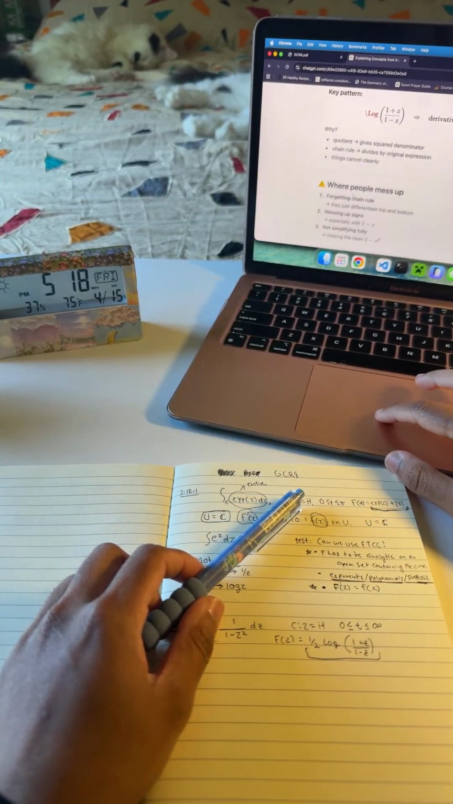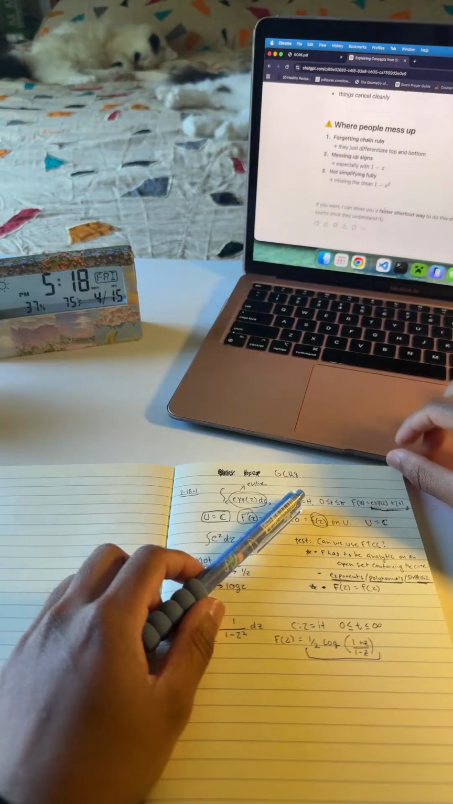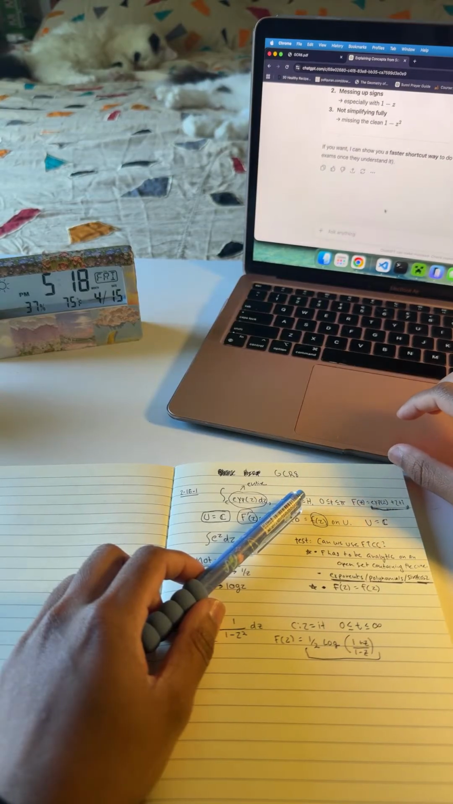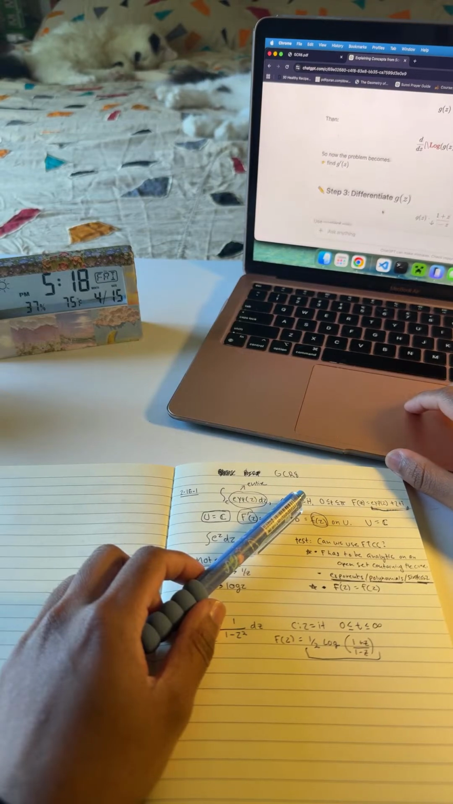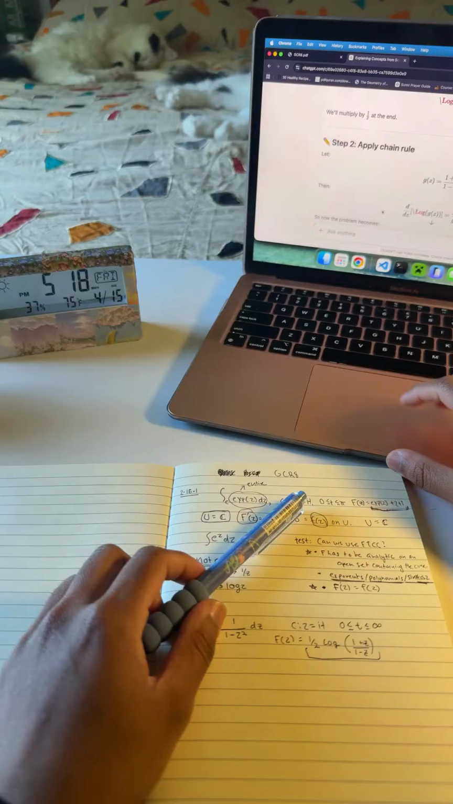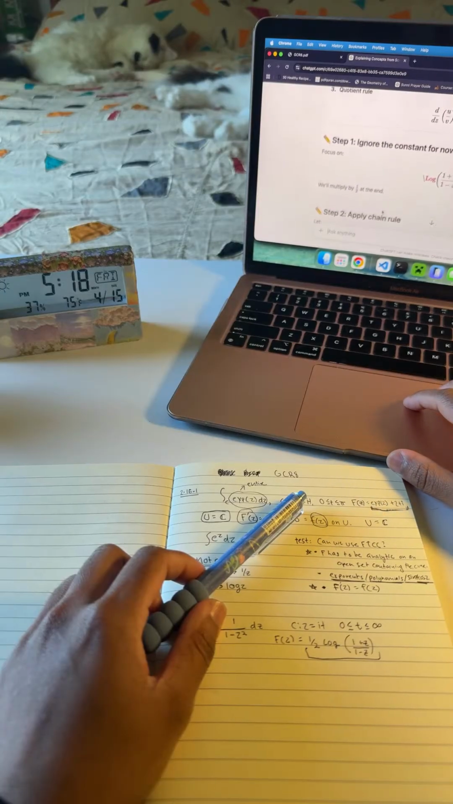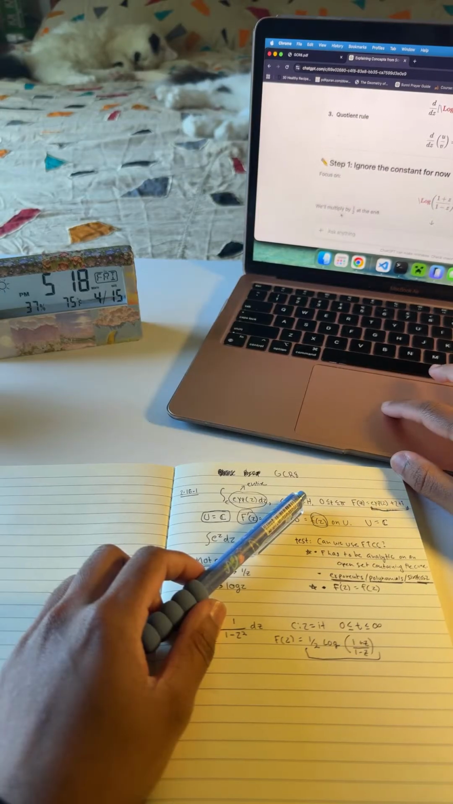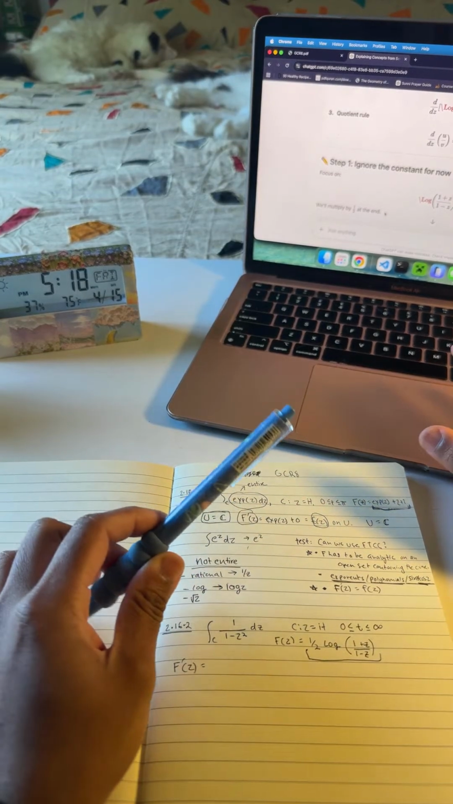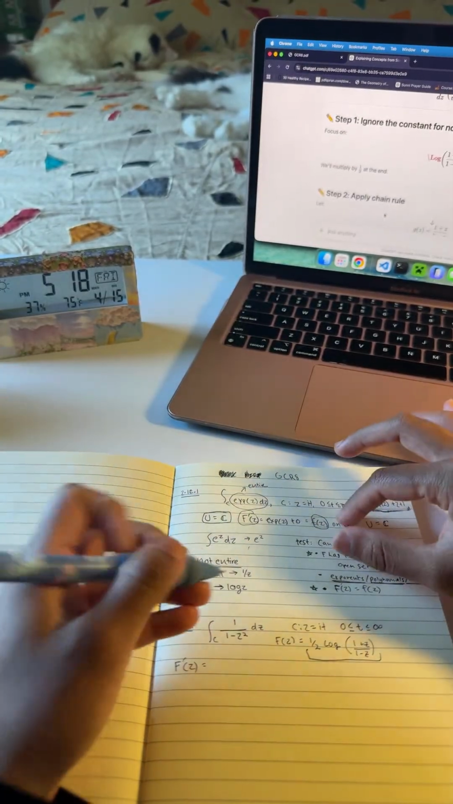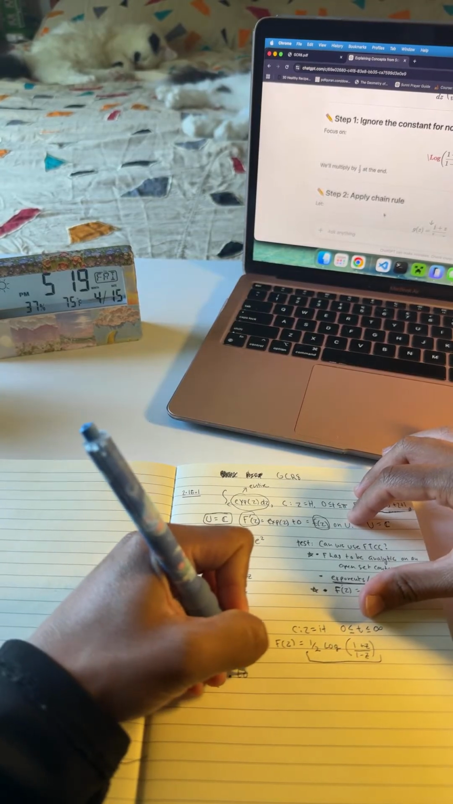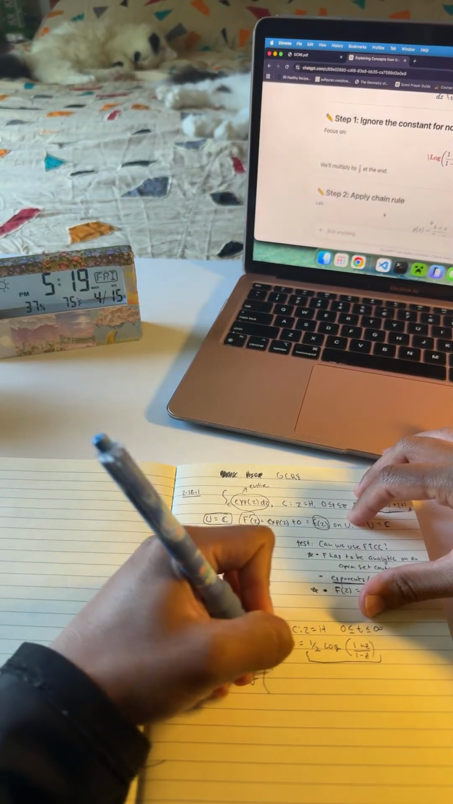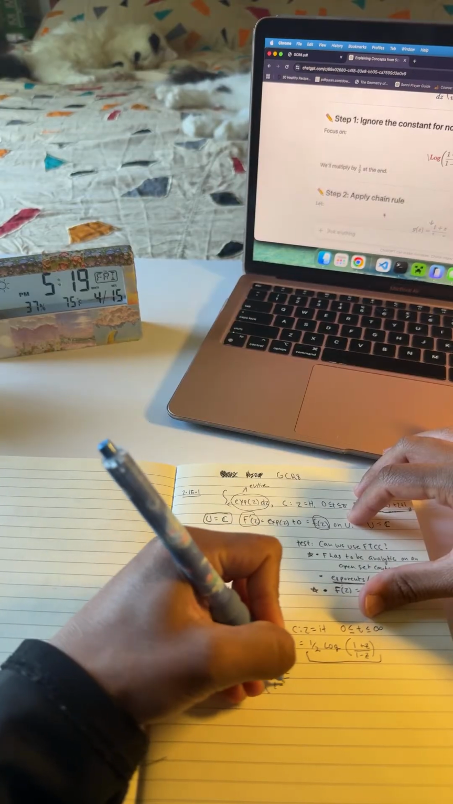Where people mess up: forgetting the chain rule, messing up the signs. I'm not at that place to use shortcuts at the moment. But we'll multiply it by half at the end. So we're just trying to focus on the log part here, so forget about the half. We're trying to differentiate this part, 1 plus z over 1 minus z.